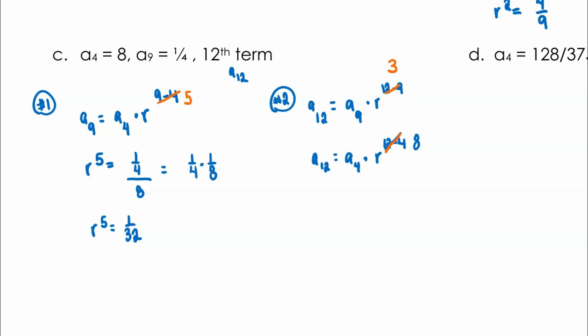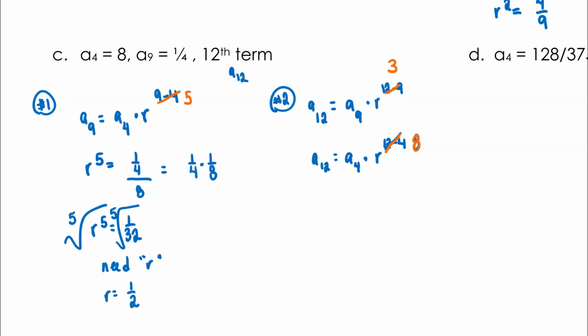So here we've got a little different situation, because I don't have the power of r like I did on my last one. So in this case, I do need r. I need to find the r value. In order to do that, we're going to take the 5th root of each side, and so r is going to equal the 5th root of that, which is 1/2.